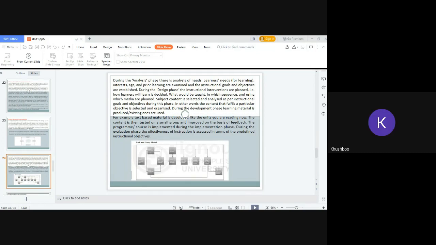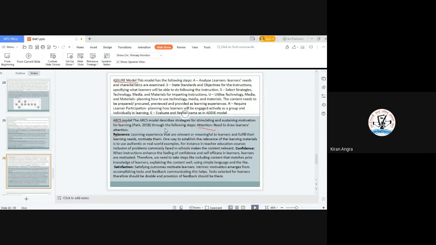Ma'am, the current slide is not visible. It is stuck on the Dick and Carey model. Okay, let us see. No, the ARCS model is being shown. No, ma'am, it is the Dick and Carey model. Okay, let me take you there again. Now it's fine. Yes, ma'am.